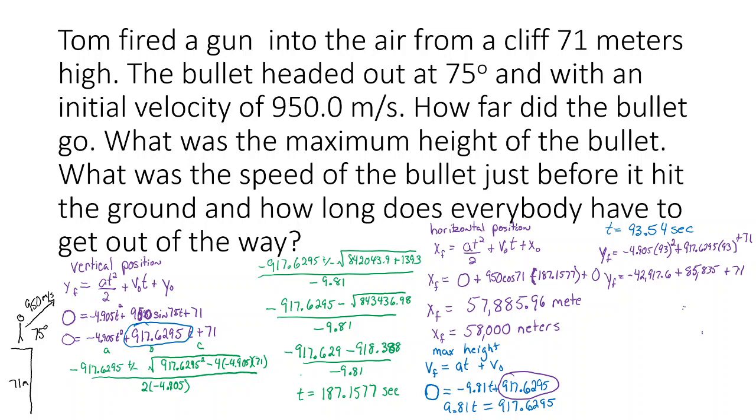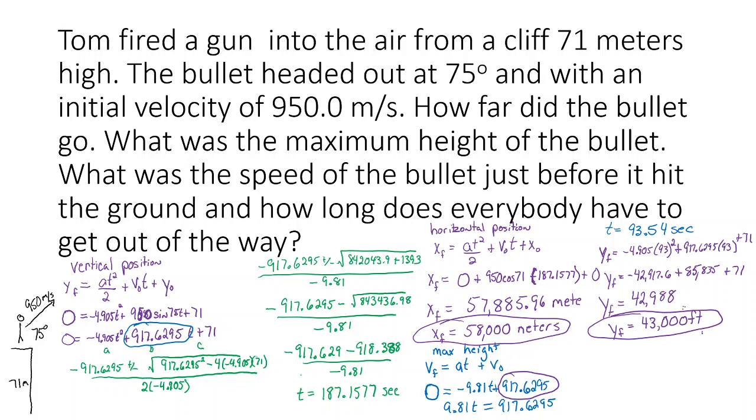And then when I take that, I'll subtract 42,917.6 to get a maximum height of 42,988 meters. Apply my two significant digits, I'm going to get my maximum height as being approximately 43,000 meters. So far I've gotten two answers: 58,000 meters in the horizontal, 43,000 meters in the vertical.